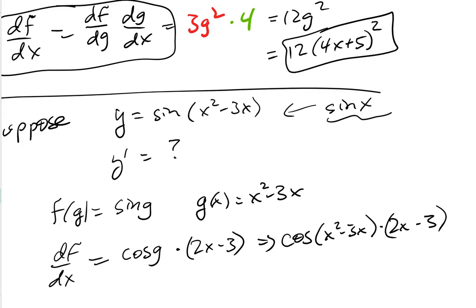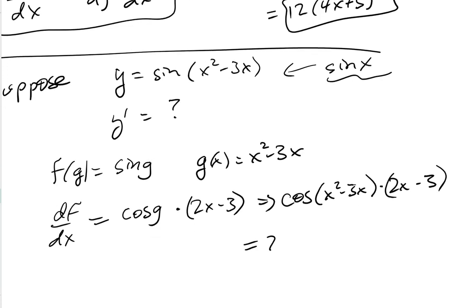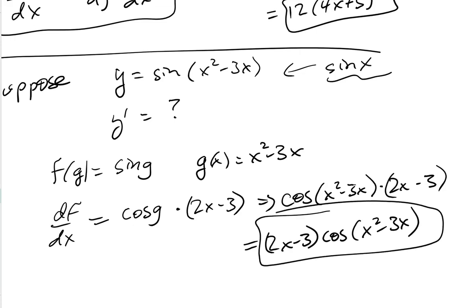And I want to make sure that the reader knows that it's not cosine of all of this. It's just cosine of the first one times that second one. So this would be 2x minus 3 times cosine of x squared minus 3x, like that. And there's the answer. So you get the hang of this after a while.